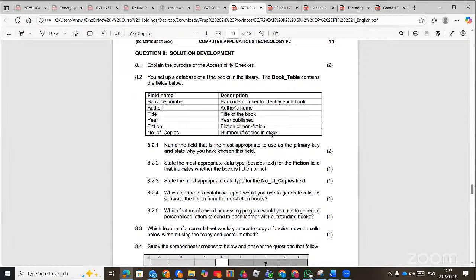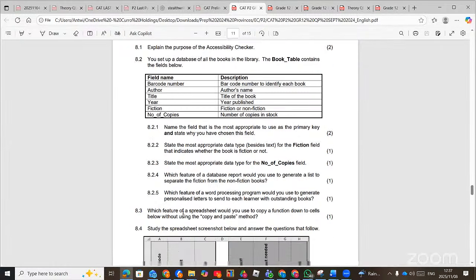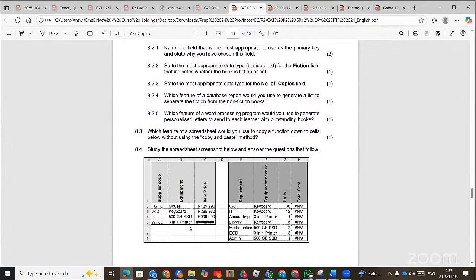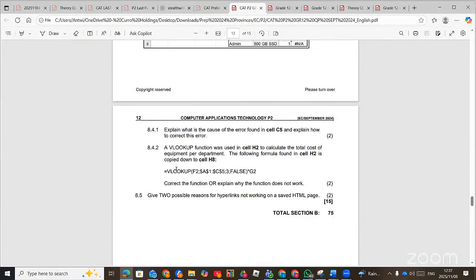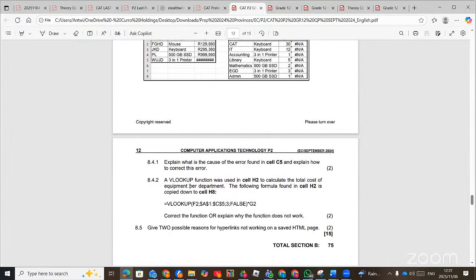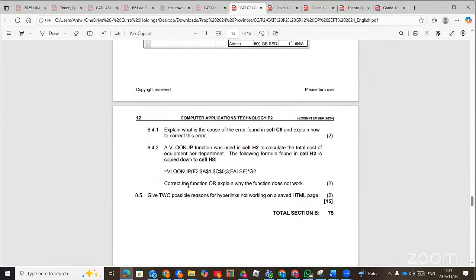Which word processing feature would you use to generate a personalized letter to send to each learner with outstanding fees? That is the mail merge to generate that, to send the letters to each and every one. It's a mail merge feature. So you have to look out for some of these things. Hashtag NA, that means they're going to ask you a question about that. Here, VLOOKUP. VLOOKUP is giving NA. Now they're asking why is it giving NA? So you have to now check.